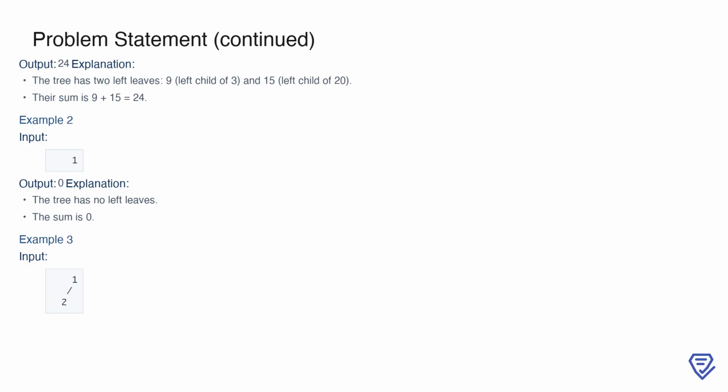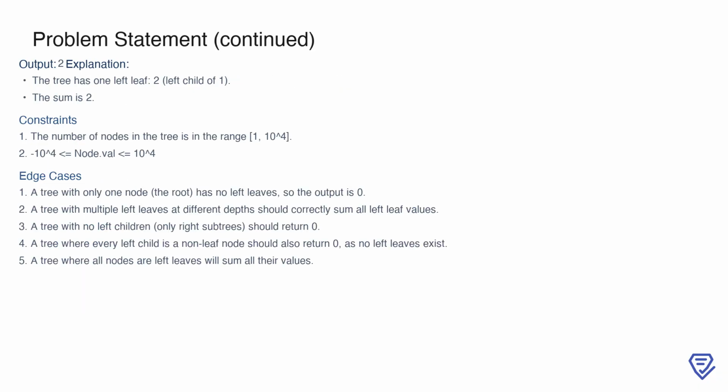Now, consider a simpler example with a single node, 1. Since there are no children, there are no left leaves, and the output is 0. This demonstrates how the sum depends on the presence of left leaves in the tree. In another example, we have a tree where the root node is 1, and its left child is 2. Here, the only leaf node is 2, and it is also a left leaf because it is the left child of its parent, 1. Therefore, the sum of left leaves in this case is simply 2.